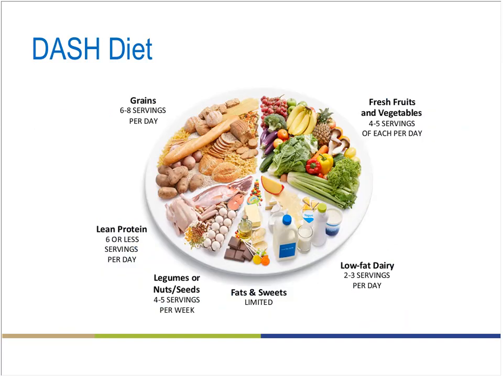So here's what a DASH diet would look like. Again, it looks pretty similar to a normal healthy diet and the TLC diet. Fresh fruits and vegetables, whole grains, lean proteins, beans, nuts, and seeds, low-fat dairy, and then limiting your fats and your sweets.